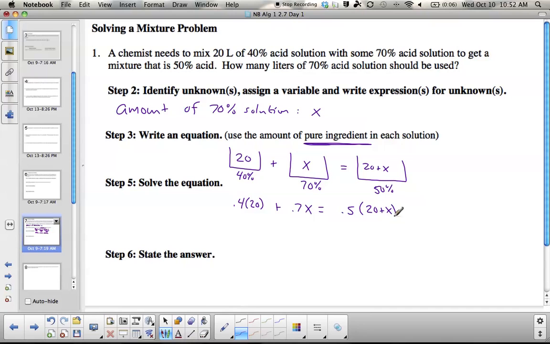So now we're going to solve this. We're going to first multiply by 10 so that we eliminate all the decimals. Now we will do our multiplication and our distribution. So we have 80 plus 7x equals 100 plus 5x. And then 2x equals 20.